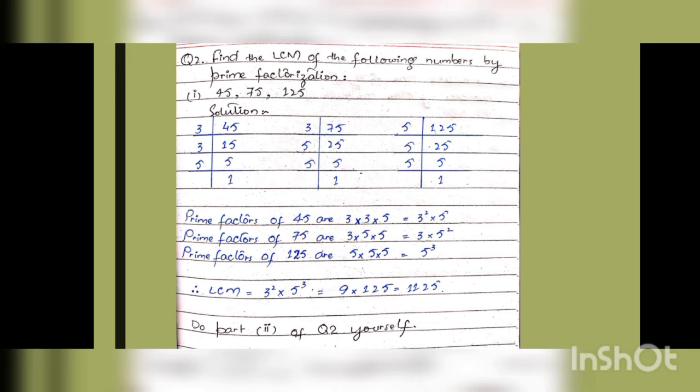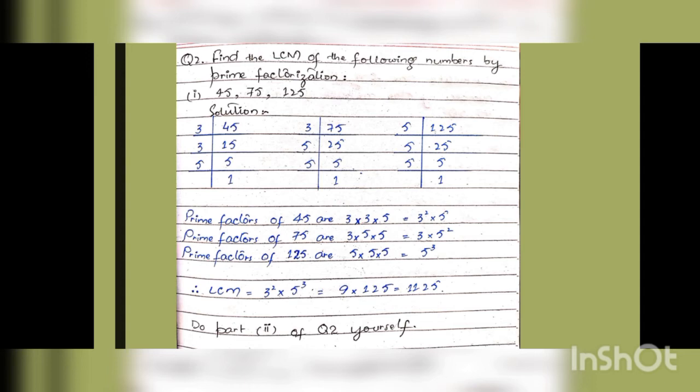45 is an odd number, it can be divisible by 3. 3 ones are 3, carry goes to 5, it becomes 15. 3 fives are 15, then 5 ones are 5. Similar is the case with 75, and similarly you have to do with 125.